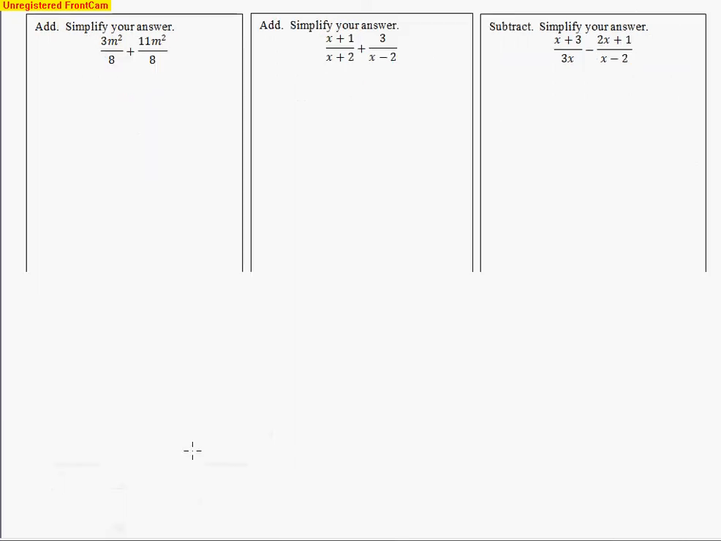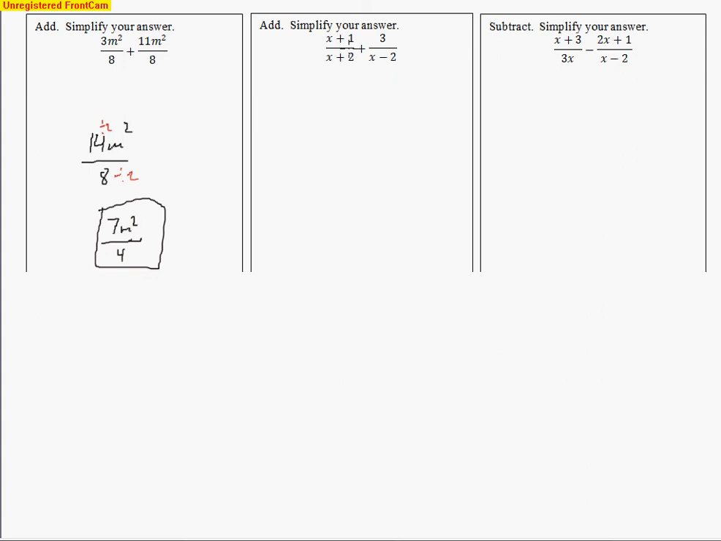So let's take a look at the last 3 problems, and they're adding or subtracting problems. The first one you see has a common denominator already. So all you're doing is just counting up how many terms you have in the numerators together. And I can combine these because they have the same variable terms. So I've got 3m squared and 11m squared make 14m squared all over 8. And so I'm just taking out the common factor now. So I see that I can divide them both by 2. And so what that leaves me with is the 7m squared all over 4. And that would be my answer.